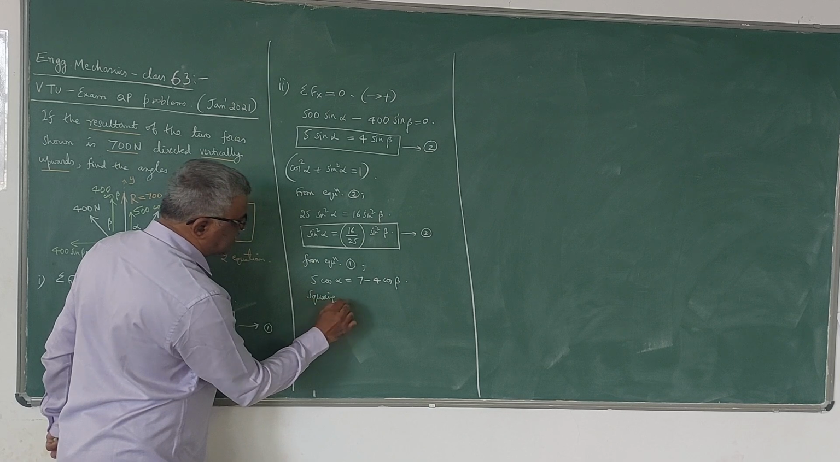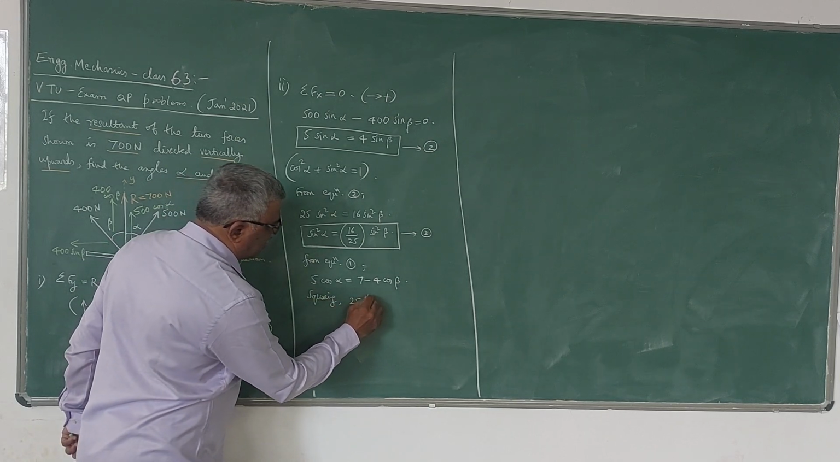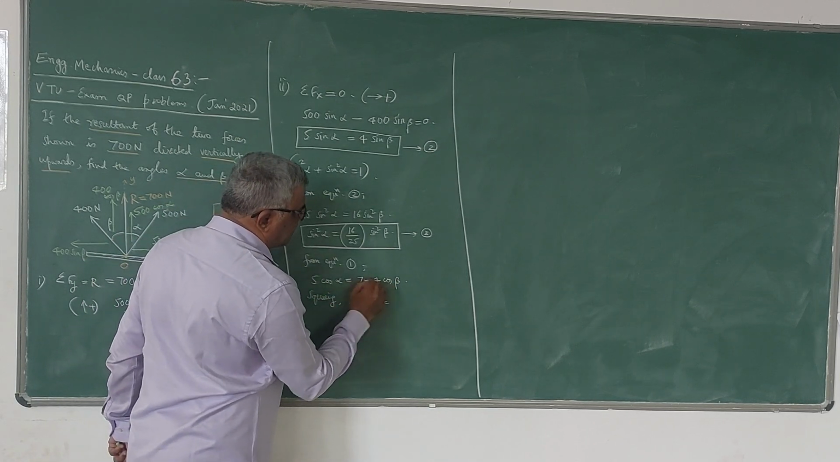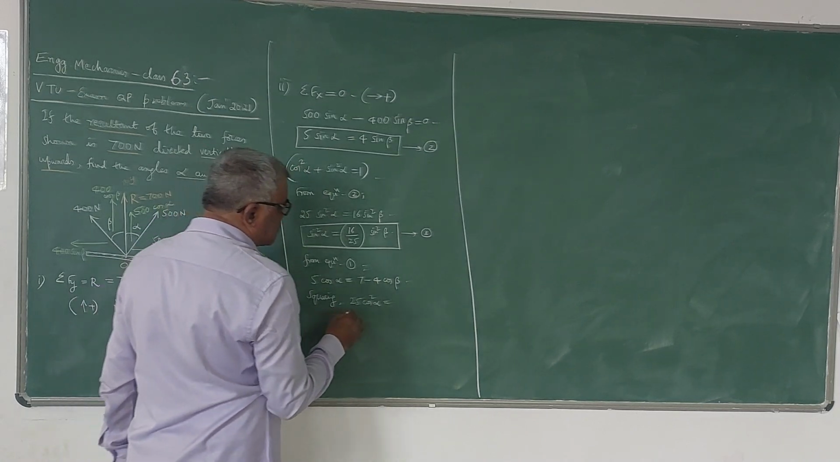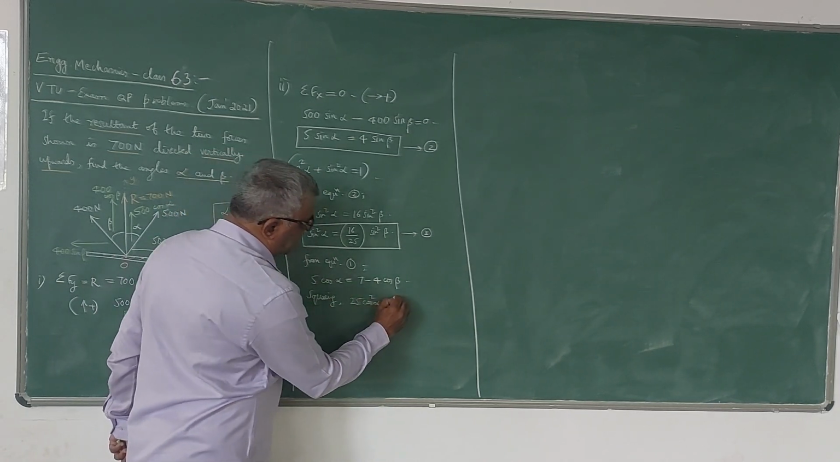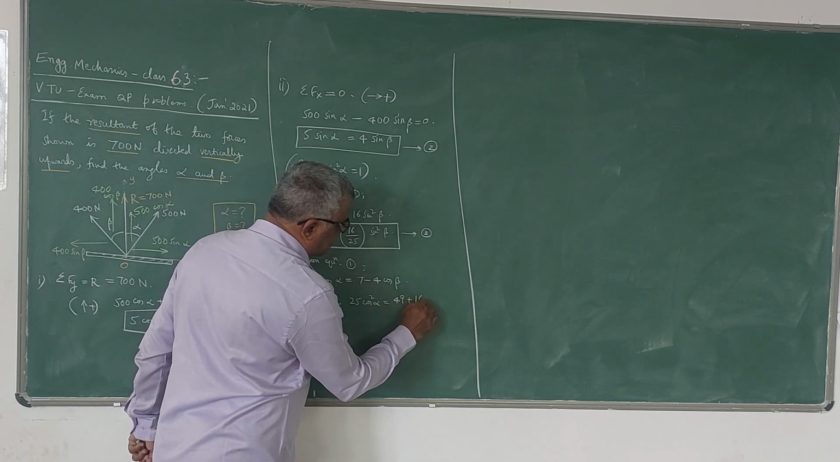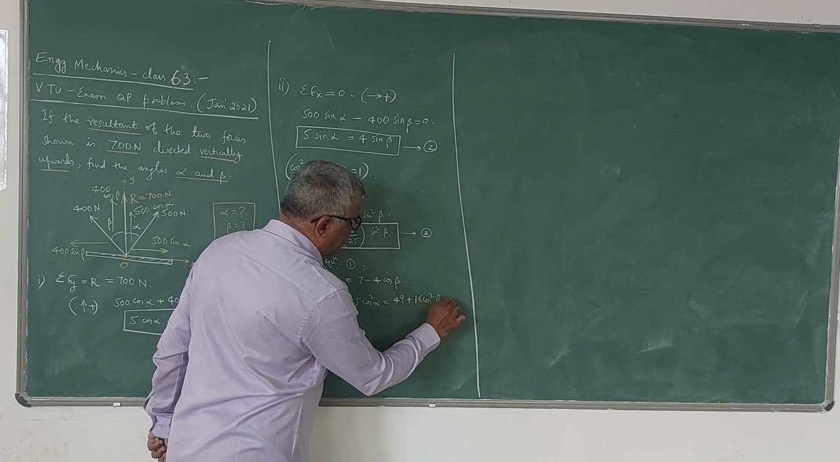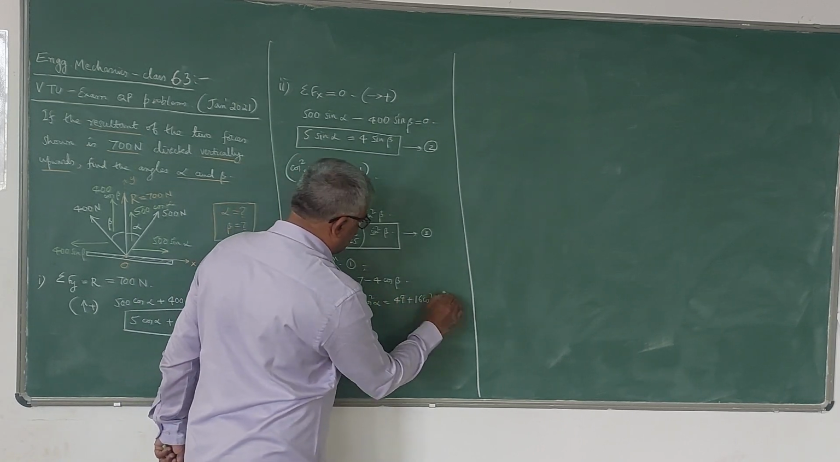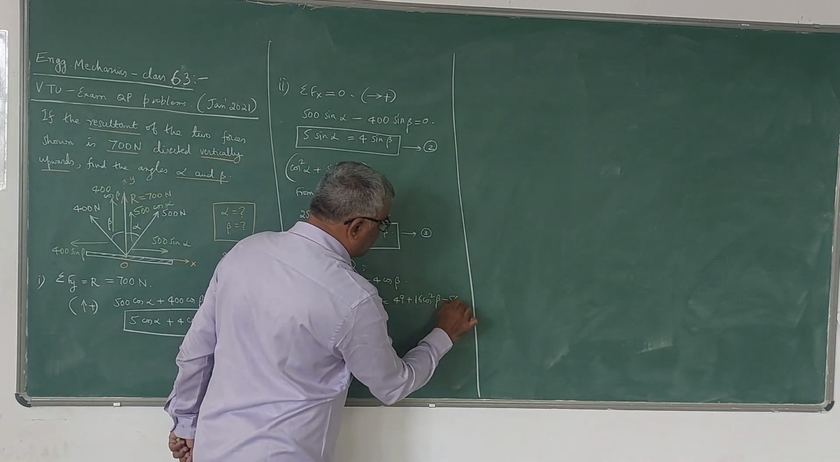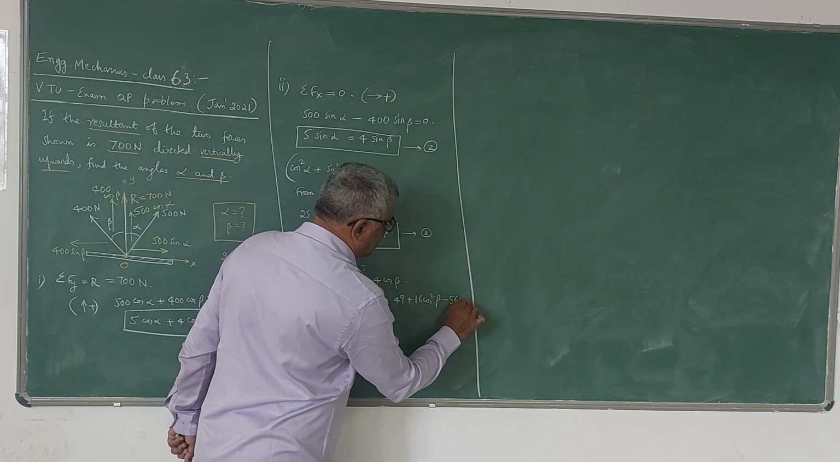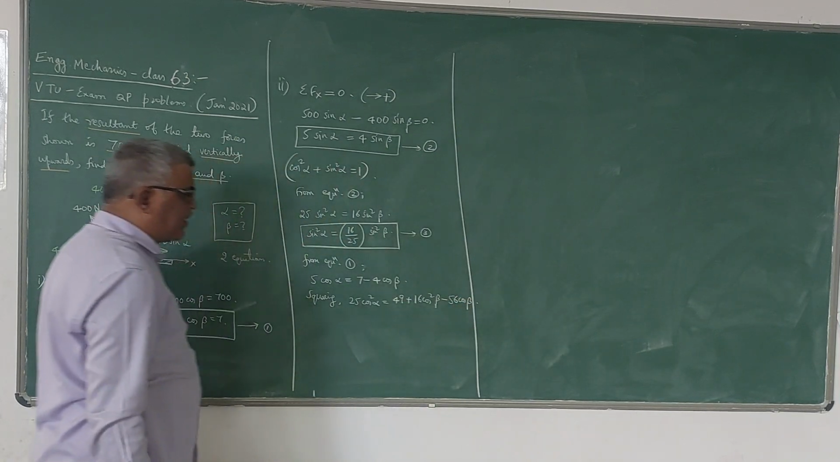Squaring both sides, 25 cos square alpha is equal to (a minus b) whole square, which is a square plus b square minus 2ab. 7 square is 49, plus 4 cos beta square is 16 cos square beta, minus 2ab means minus 56 cos beta, 7 into 4 is 28, into 2 is 56. This is what you are doing.